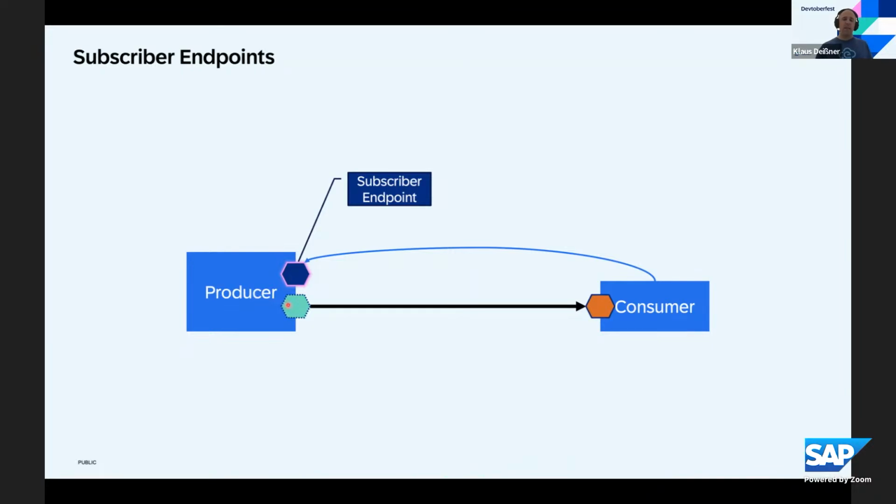So the idea of this whole middle endpoint concept is actually that you can combine them. You can build topologies of these. Your consumer here could also be again a producer to the other side, and then you could have other endpoints there. That's also what happens if you have something like a queuing system.